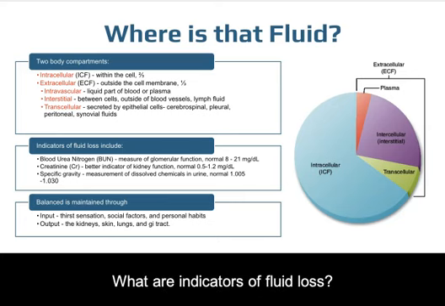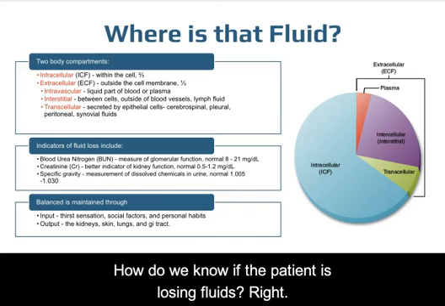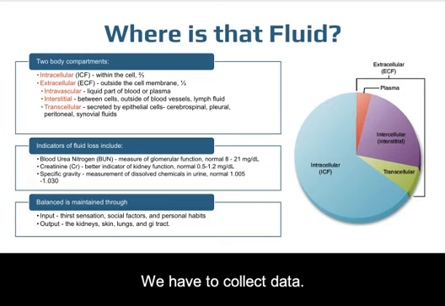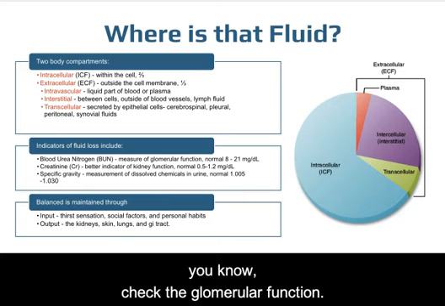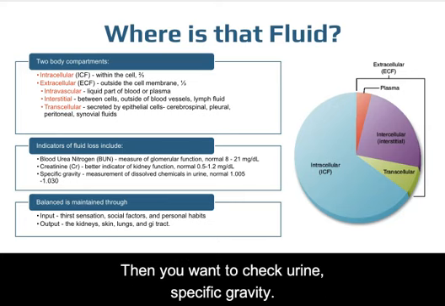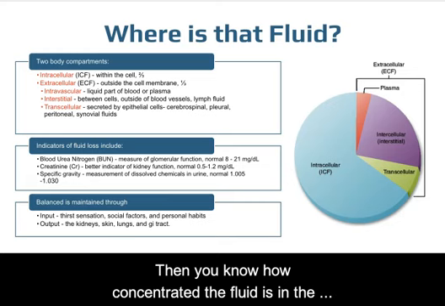Then we have, what are indicators of fluid loss? How do we know if the patient is losing fluids? We have to collect data, get all their subjective data, but then we need to do some labs. So we check BUN, the blood urea nitrogen, remember, for kidney function. Then we check the creatinine, you want to check the glomerular function. Then you want to check urine-specific gravity, so you know how concentrated the fluid is in the body.